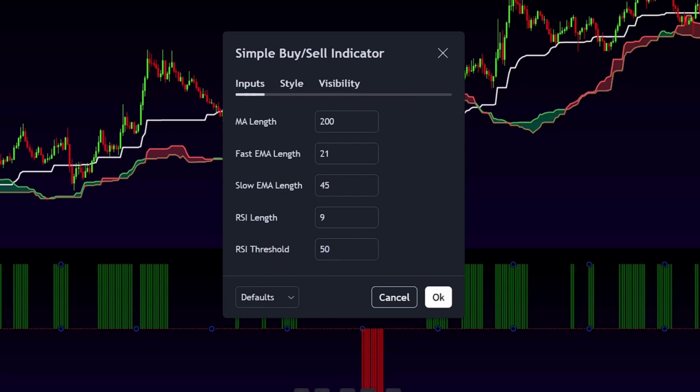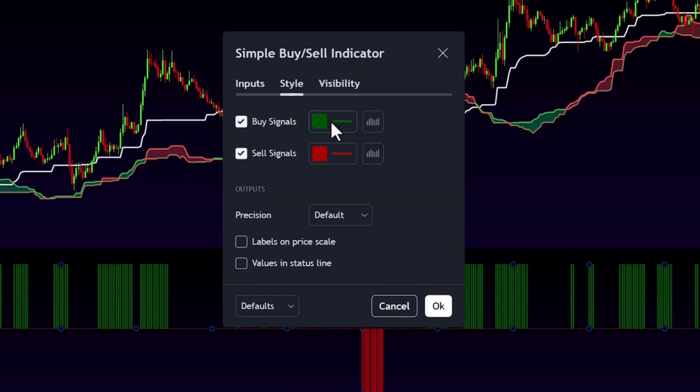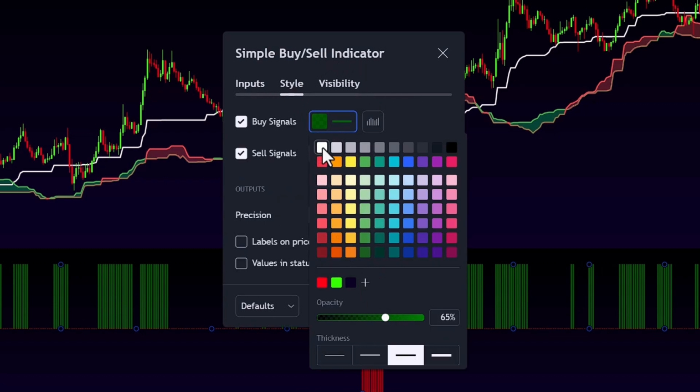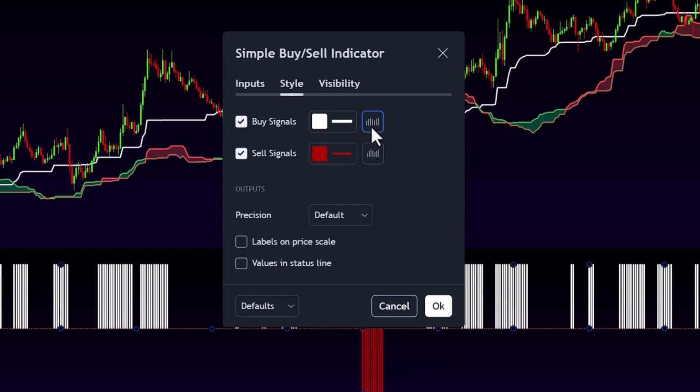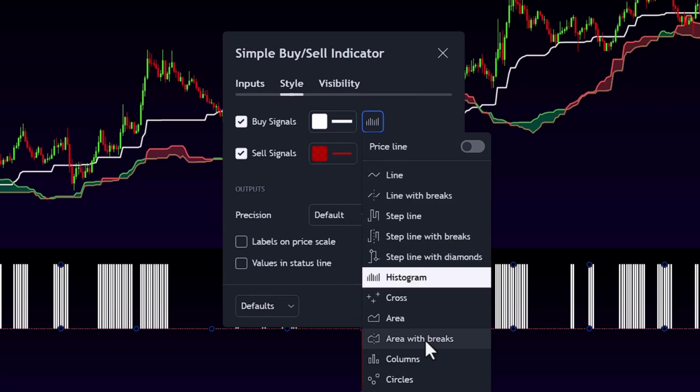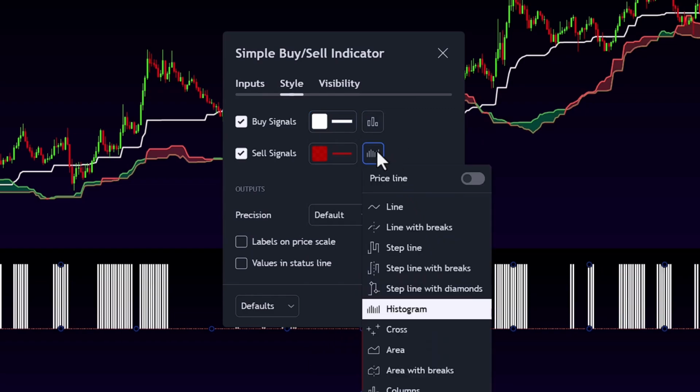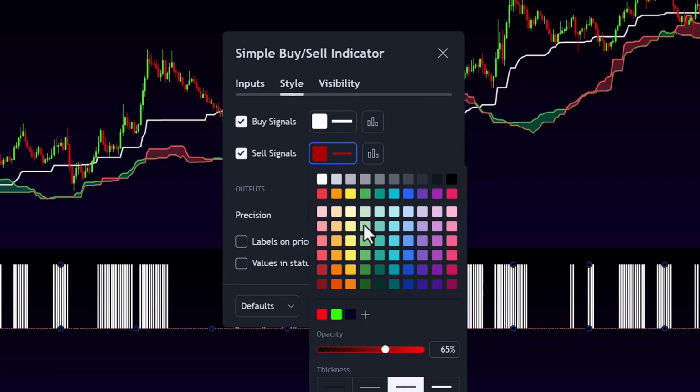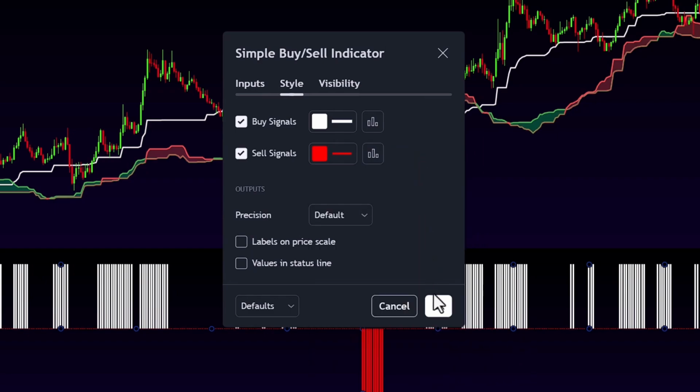In the style section, change the buy signal color to white and set it to display as columns. This makes the buy signal stand out, so you'll know exactly when it's time to enter a trade. Do the same for the sell signal, but make it red so your sell signals are also easy to spot when it might be a good time to exit. And that's it for setting up the simple buy-sell indicator.